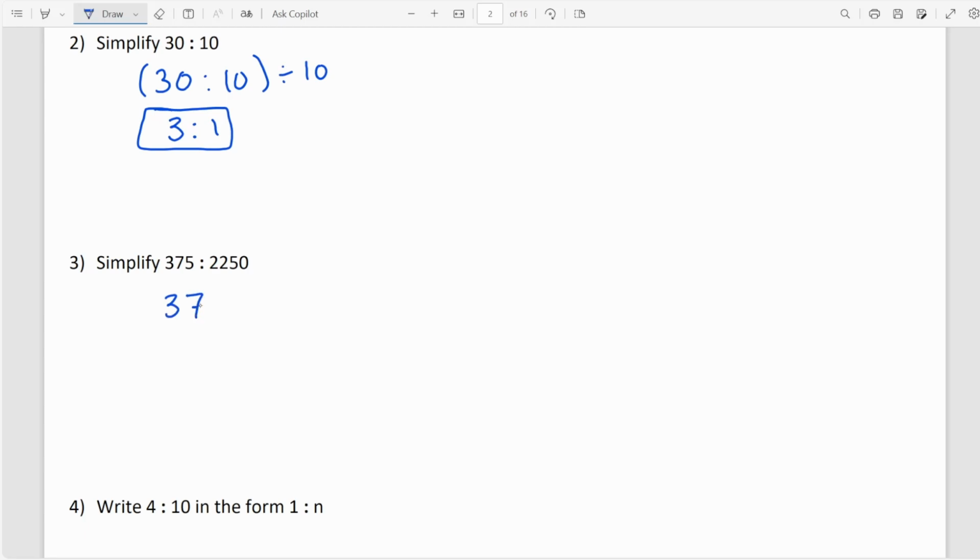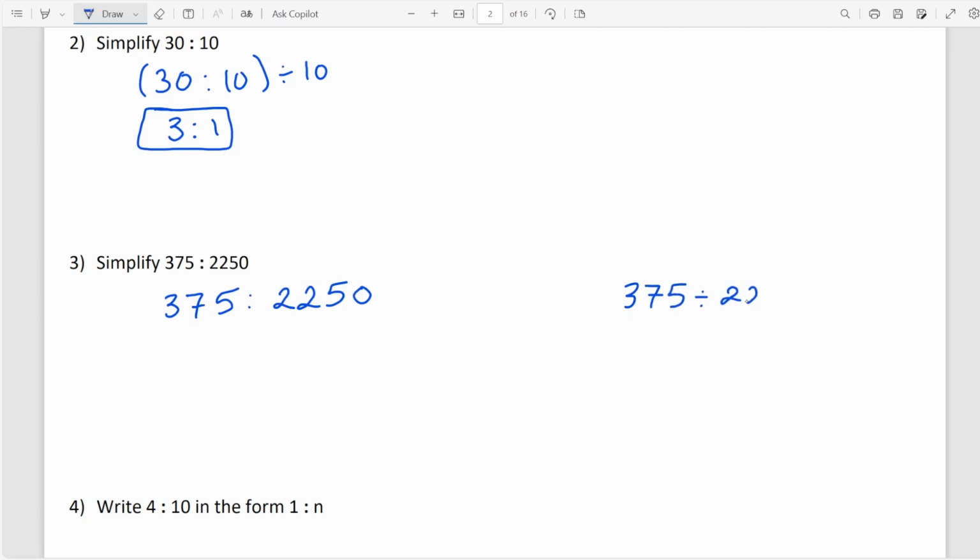Now we have 375 and 2250. Okay. Now, in order for me to be able to simplify this, sometimes the numbers are quite big, so it's not as easy to figure out a common factor. However, we do know that we want to find a factor that will divide both 375 and 2250.